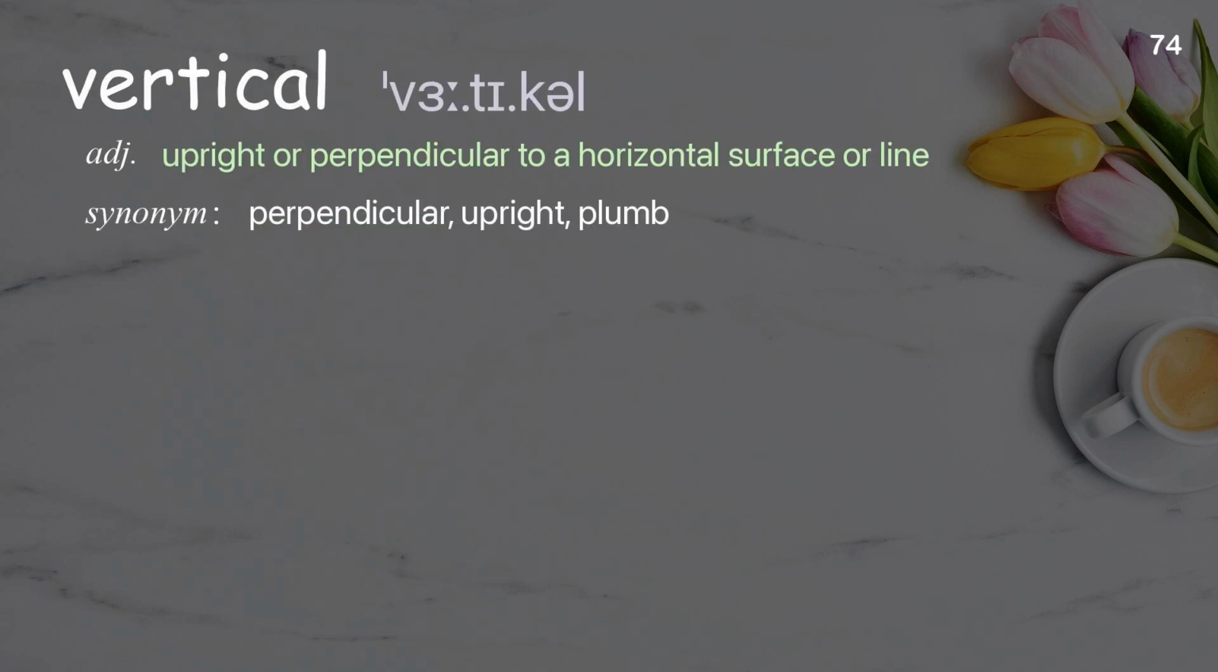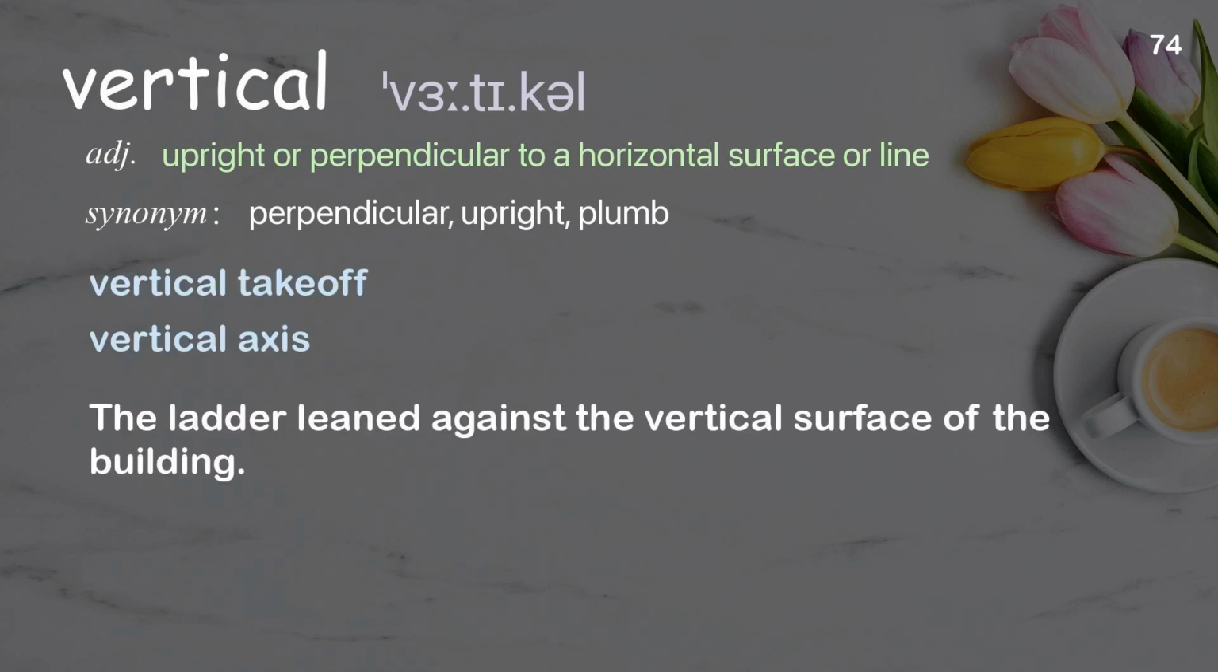Vertical. Upright or perpendicular to a horizontal surface or line. Examples: Vertical takeoff. Vertical axis. The ladder leaned against the vertical surface of the building.